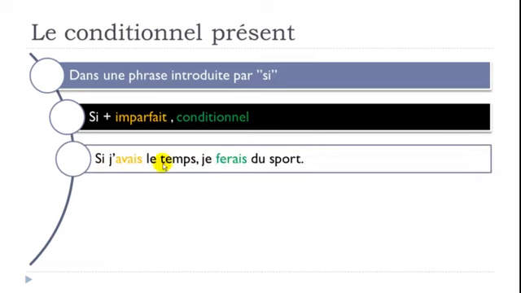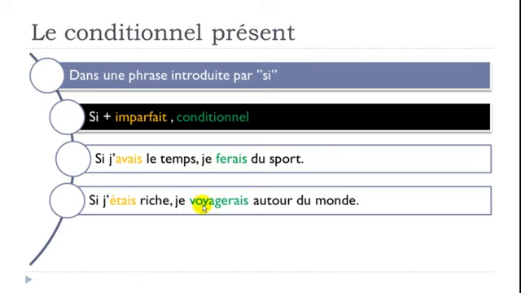Okay, so let's take one example. Si j'avais le temps, je ferais du sport. Okay, so si j'avais le temps, so if I had, it's the same in English. You put this I had. Si j'avais le temps, so time, je ferais. Remember, it was faire, to do, but then at the conditionnel form, du sport. Okay. Another example. Si j'étais riche, so riche, rich, étais, it's être, to be, remember. Je voyagerais, voyager is to travel, autour du monde, around the world.